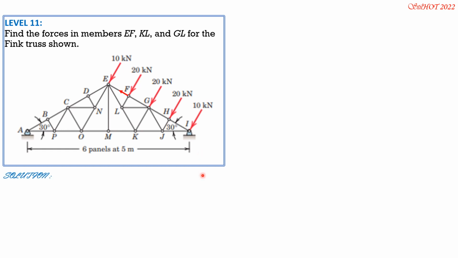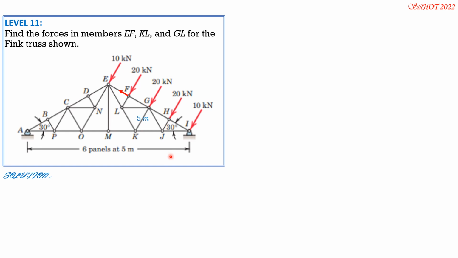So for the solution, let's have EF here. Because it is mentioned that we have 6 panels at 5 meters, that means this is 5, 5, 10, and this is a right triangle here. With 10 as the hypotenuse, sine of 30, this is 5 meters, the moment arm of EF.